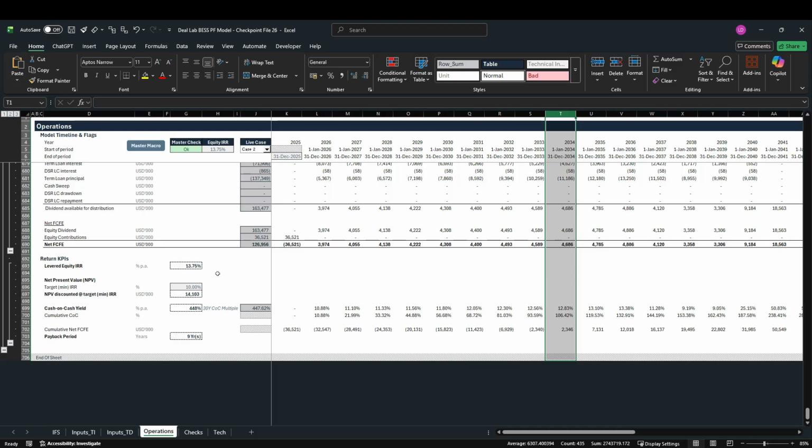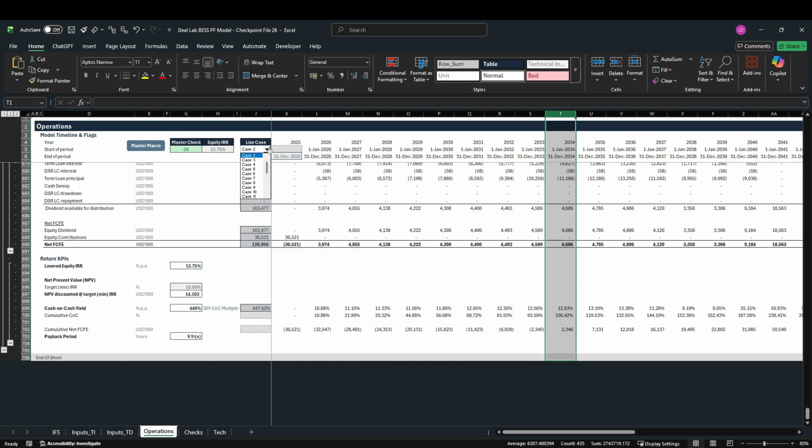So in addition to our time value of money KPIs, which is our levered equity IRR, as well as our NPV, adding our cash on cash yield and payback period provides a more holistic view to our investment decision makers and allows them to compare conceptually 2 KPIs with time value of money considerations and 2 without.